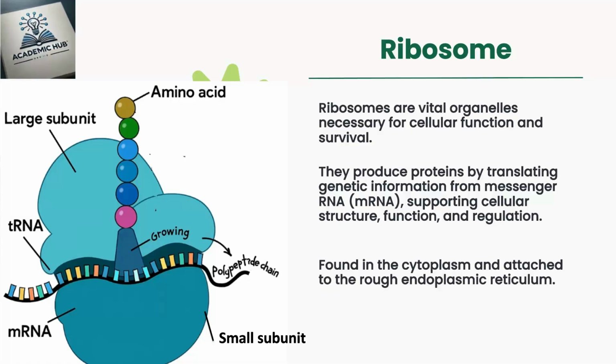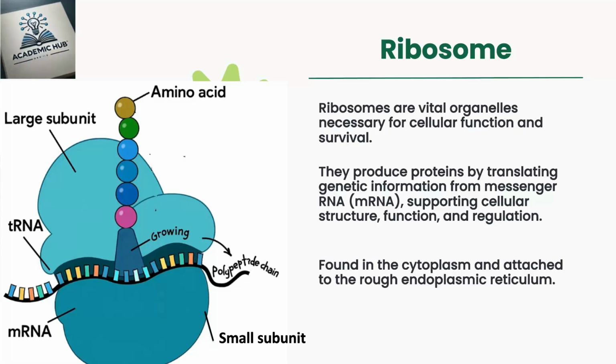Ribosomes are small spherical organelles made up of two major components. Those are ribosomal RNA, which provides structural support and catalyzes protein synthesis. Second is ribosomal proteins. These help assemble and stabilize the ribosome's structure. Each ribosome consists of two subunits, as I already stated, the large subunit and the small subunit.